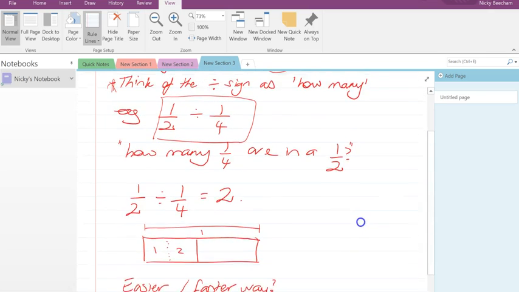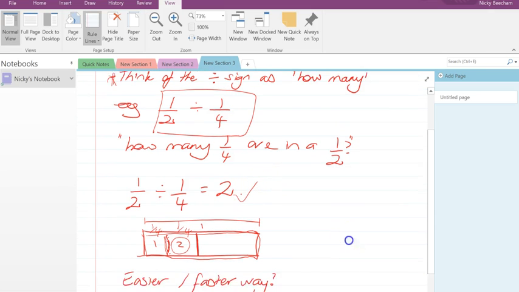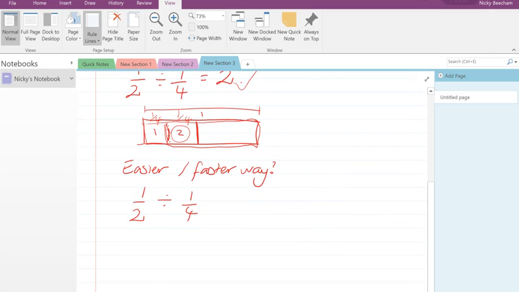If I was to show you on a diagram here, I've got my two fractions with my division in the middle. How many quarters are in a half? If this is one full sheet of paper and I halve it, how many quarters are there? There's 1/4 here and 1/4 here, and so there are 2. My answer is 2.